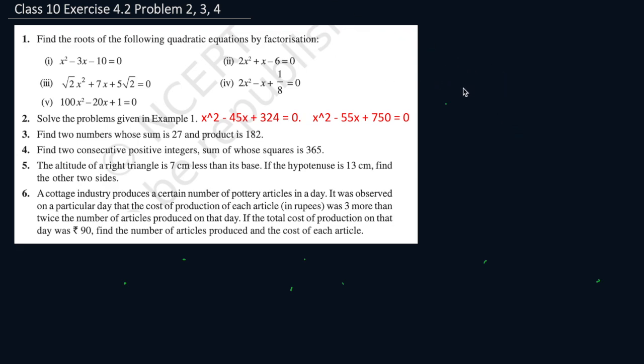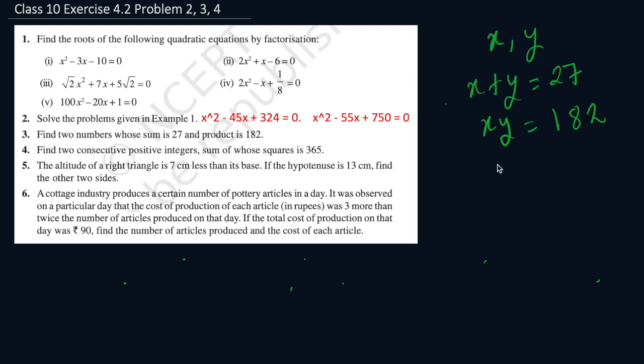Now our next question is, we need to find two numbers whose sum is 27 and whose product is 182. So let our two numbers be x and y. We need to find x comma y. Now we are given that the sum is 27, so x plus y equals 27, and the product is 182, so xy equals 182.